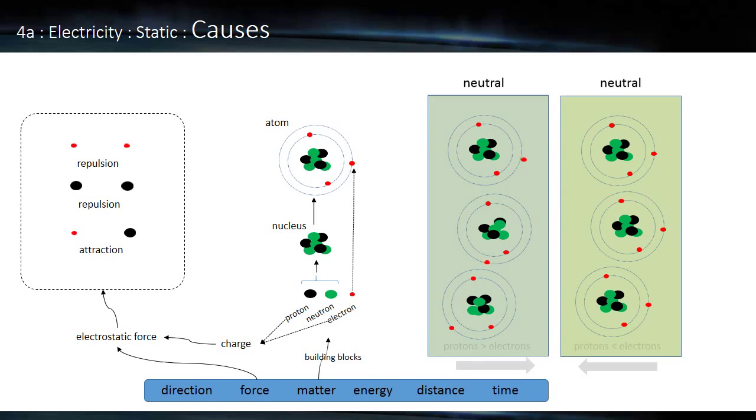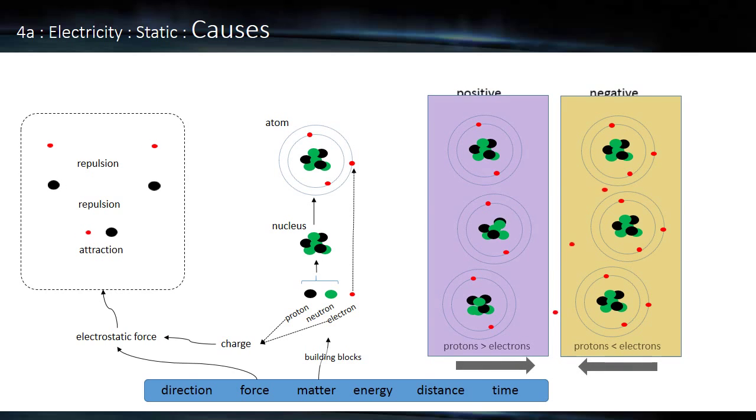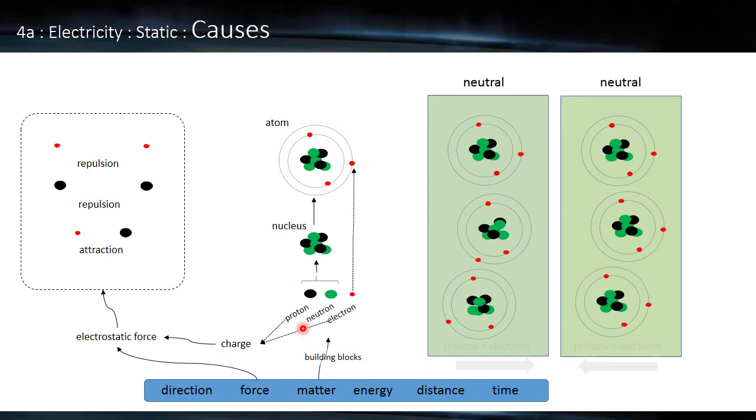This is Unit 4A. It deals with the causes of static electricity, and it also deals with the dangers. Now if we start at the bottom here, everything is made of matter, and we have three key building blocks of matter: the proton, the neutron, and the electron.